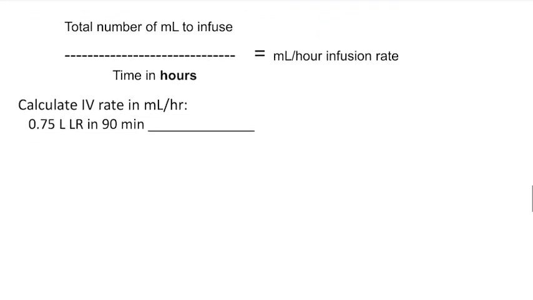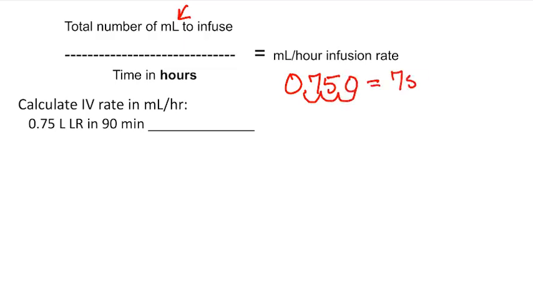Okay, here's another one. Calculate my IV rate in milliliters per hour. Now I have 0.75 liters in 90 minutes. Okay, first thing I need to do is I need to put those liters into milliliters. And if I have 0.75 liters, I'm going to move my decimal 1, 2, 3 times. That's going to equal 750 milliliters. So I know the top of my formula is going to be 750 milliliters.